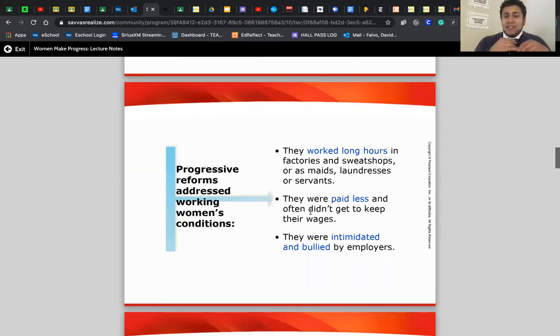They were paid less and often didn't get to keep their wages because they had to give wages to find a place to live, and often they would live in the factories. They were intimidated and bullied by employers. These employers liked to hire women, especially immigrant women, because they knew that they could take advantage of them.